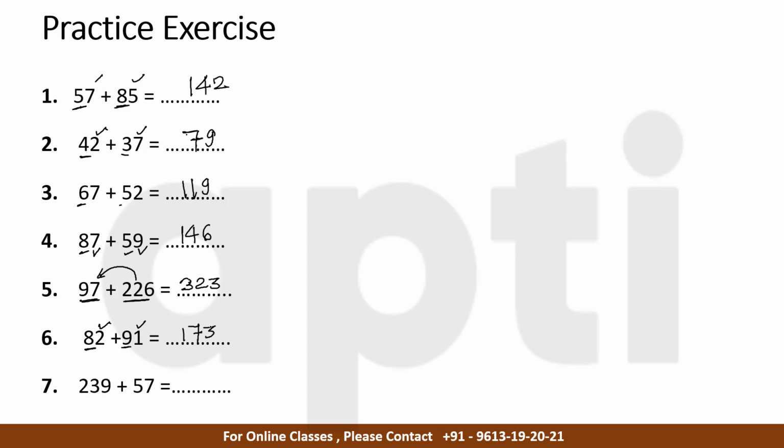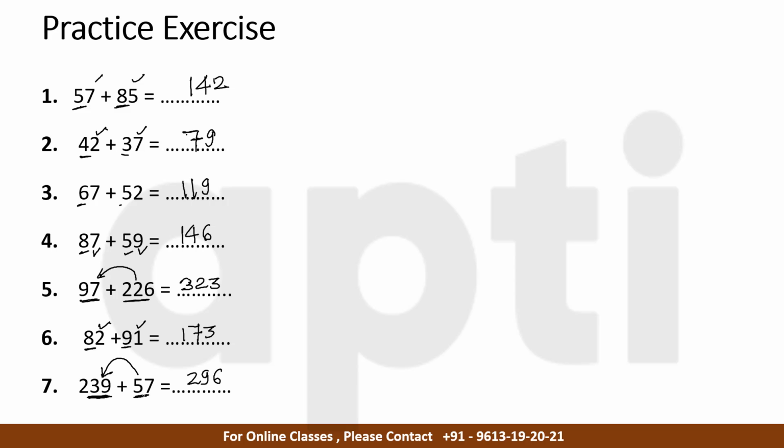Okay, now 239, just consider this number as 240 and this as 56. So 240 plus 56 is 296, right? So this becomes 296. Give 1 to this number, this will become 240 and this becomes 56, right? So the entire number becomes 296. Clear?